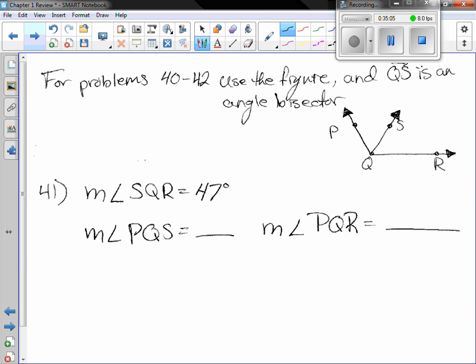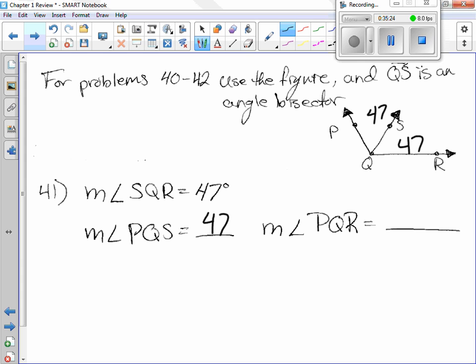Here, SQR is 47. So since it's an angle bisector, PQS is 47. They have the same measure because, again, an angle bisector cuts the angle in half. It cuts it exactly in half. Questions on this here? PQR, the whole angle would be 94 degrees because we add the two together, or you can multiply one of them by 2. Either way works. Questions on this here?